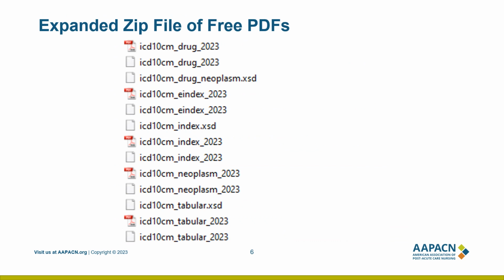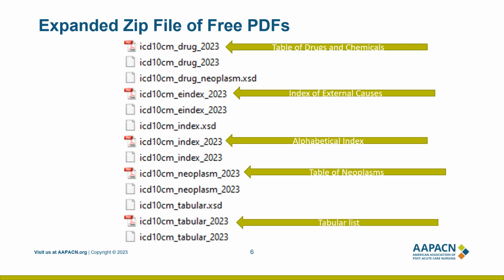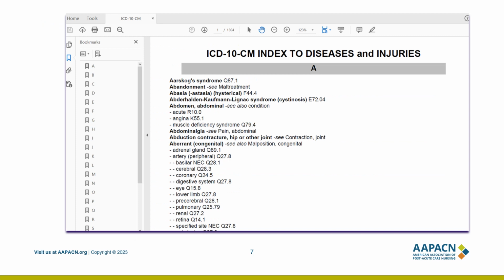When you click on the zip file for the alpha and tabular lists, this is what you will see. Each section of the ICD-10 manual is in a separate PDF file. Here you can download the alphabetical index of diseases, the index of external causes, the table of neoplasms, the table of drugs and chemicals, and the tabular list. Clicking on the alpha index will open this PDF. On the left-hand side of the screen are the bookmarks of the alphabet. Clicking on the letter will bring you to that letter in the index on the right.